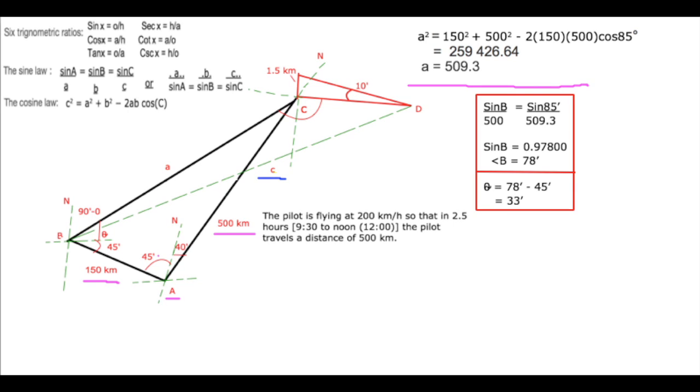Once you have used the sine law to find angle B, you would subtract 45 degrees from angle B to get the measure of theta. Therefore, theta is 33 degrees.